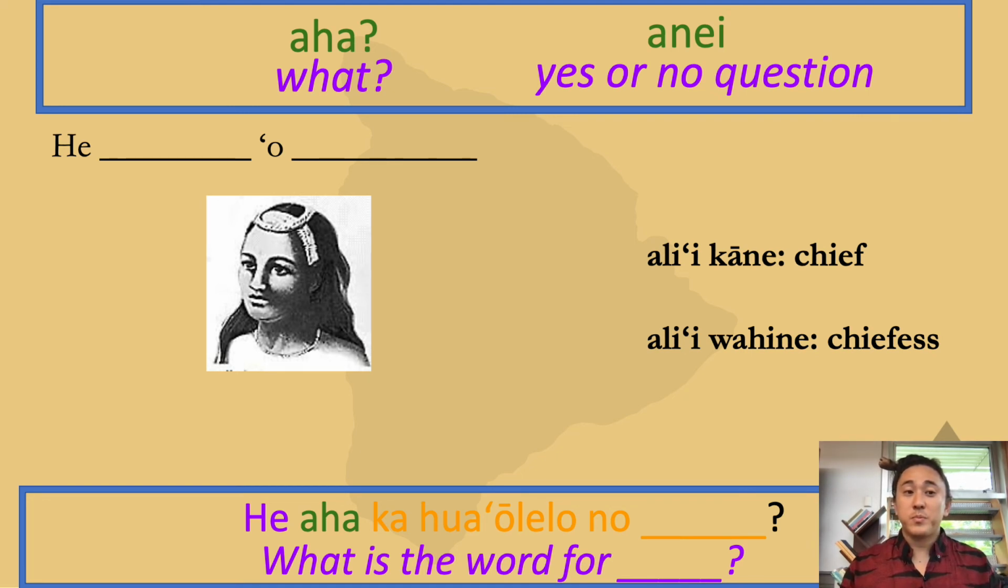Pretty much, we'll just go, he ali'i wahine o Keopuolani. Now ask, he aha o Keopuolani? He ali'i wahine o Keopuolani. Mai kai.